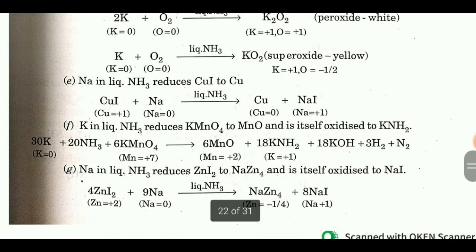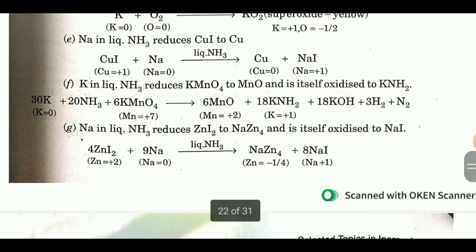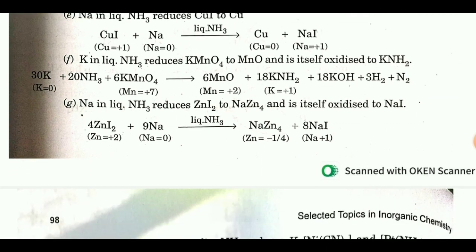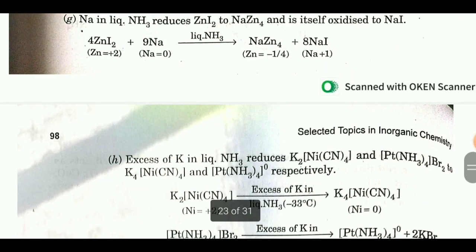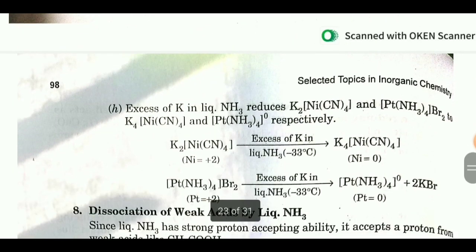F. Potassium in liquid ammonia reduces KMnO4 to MnO and is itself oxidized to KNH2. G. Sodium in liquid ammonia reduces ZnI2 to NaZn4 and is itself oxidized to NaI. H. Excess of potassium in liquid ammonia reduces K2[Ni(CN)4] and [Pt(NH3)4]Br2 to K4[Ni(CN)4] and [Pt(NH3)4] respectively.